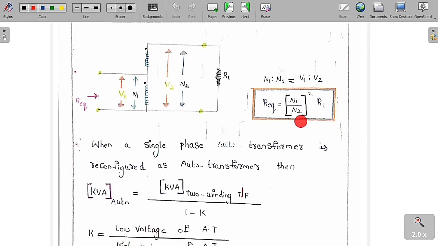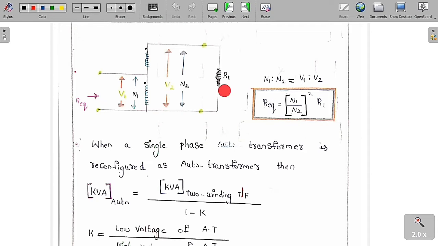So R equivalent is simply transformed from here to here: take this by this. So R equivalent is equal to (N1 by N2) whole square into R1. N1 by N2 is nothing but V1 by V2. So simply R equivalent is equal to (N1 by N2) whole square into R1, where N1 by N2 is equal to V1 by V2.